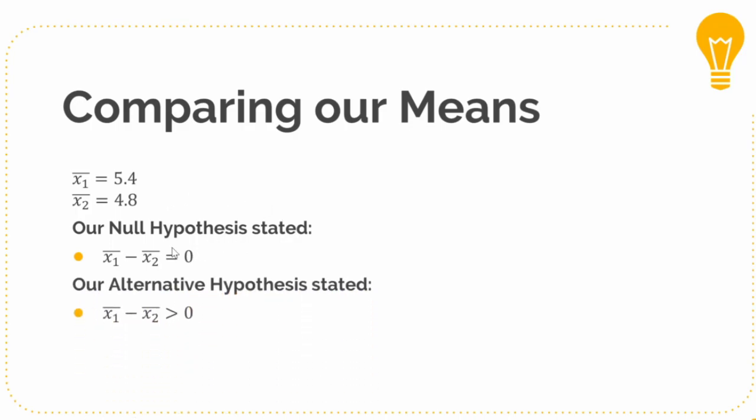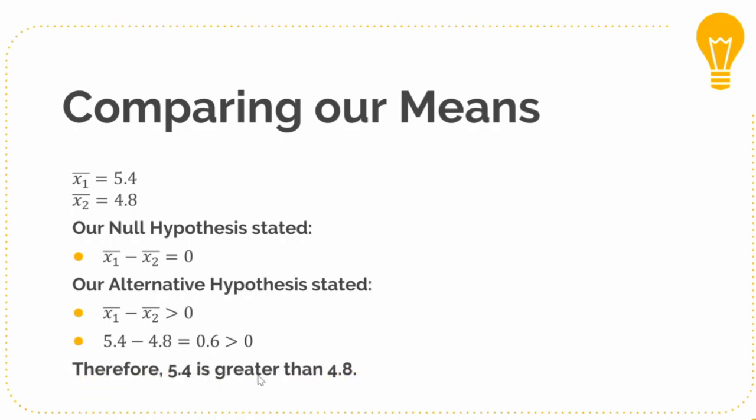And our alternative hypothesis basically said x1 minus x2 should be greater than 0, which means that the ones who weren't taking the flu medication should have symptoms that last longer. So in fact, our alternative hypothesis seems to have checked out, because 5.4 is greater than 4.8. But should our null hypothesis be rejected?